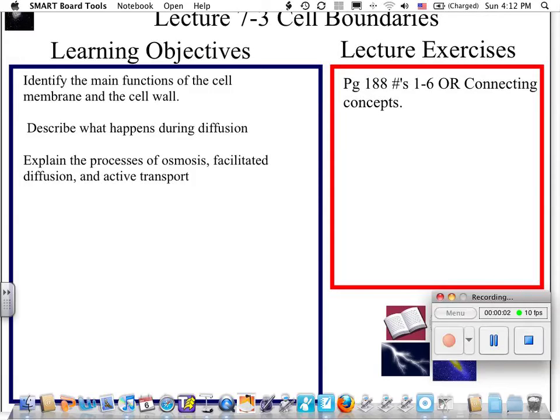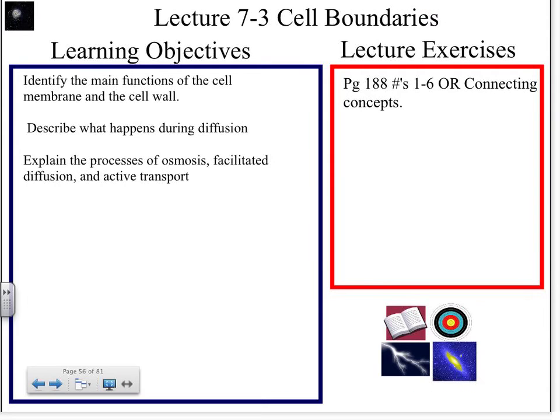Welcome, biology student, to lecture 7-3, Cell Boundaries. Class, this is a challenging chapter because some of the concepts are challenging. So I encourage you to make sure you have a piece of paper, your book out, a quiet environment, and at least half an hour, maybe 35 minutes to knock this out.